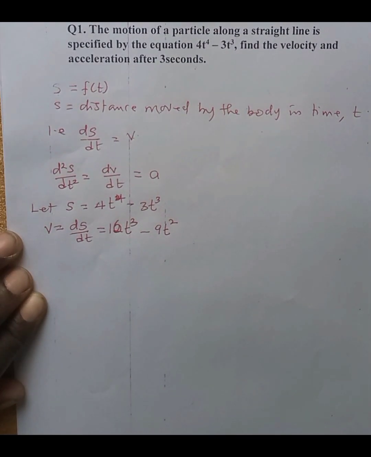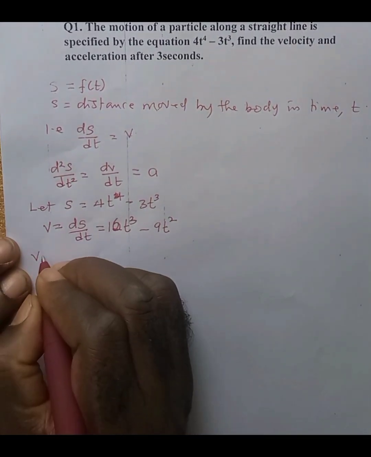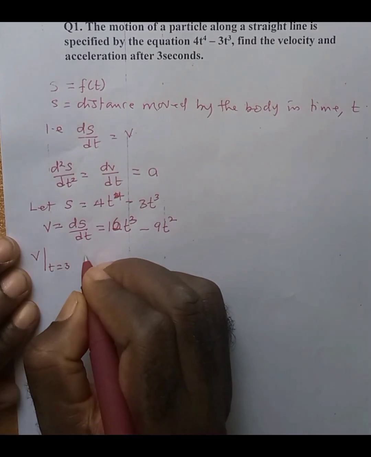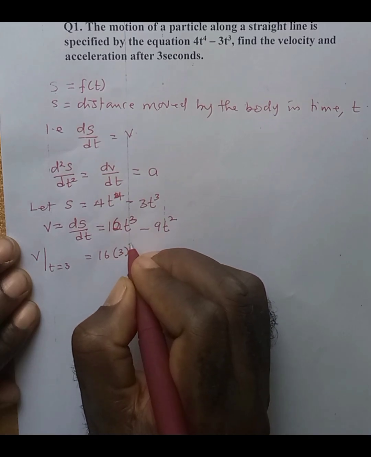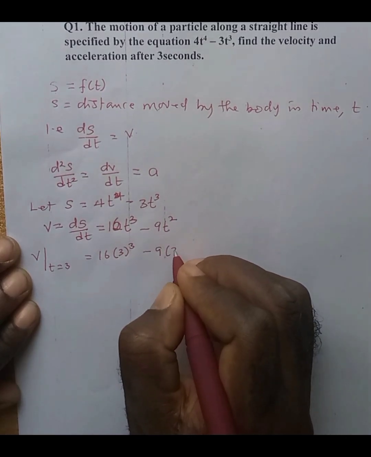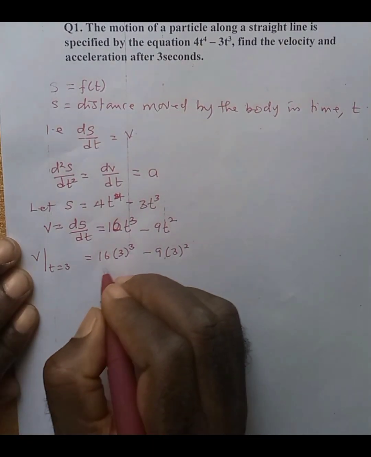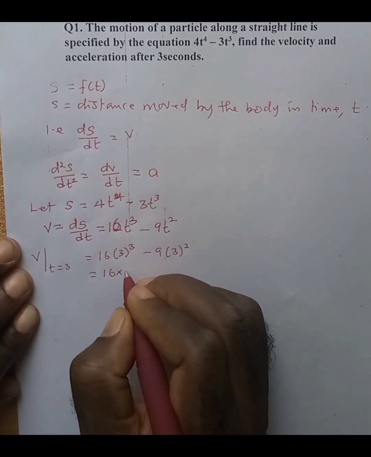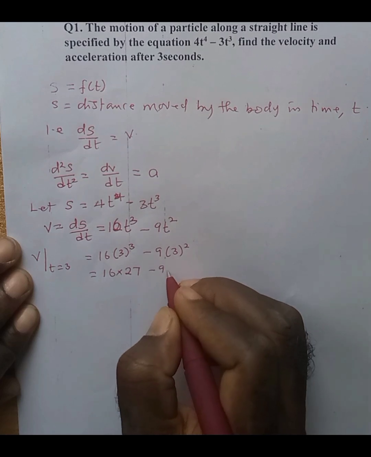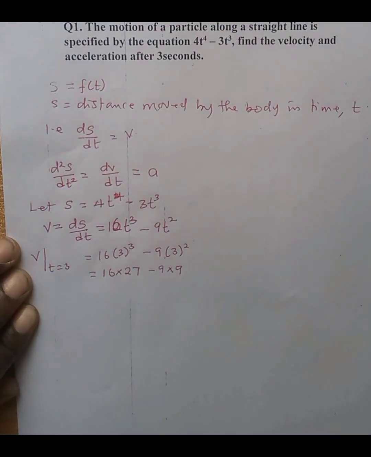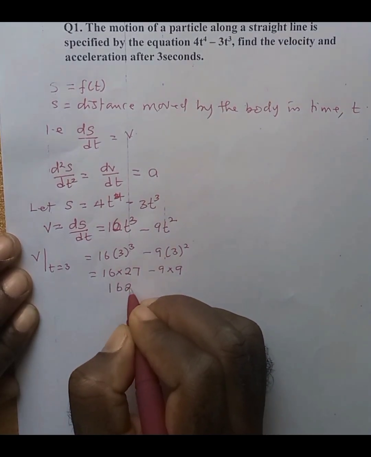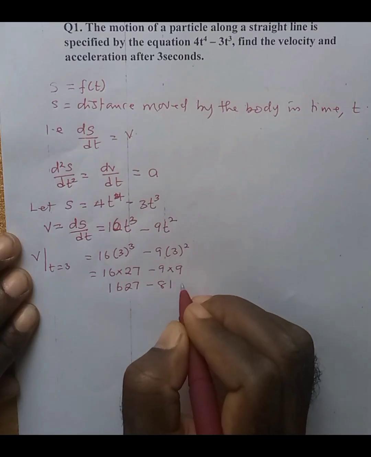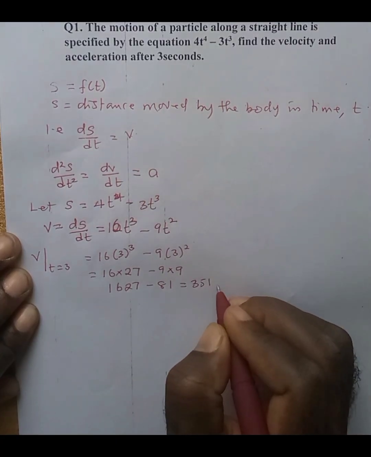So we are asked to calculate its velocity when the time is 3 seconds. Then we find the velocity when t is 3 seconds as 16 into, we substitute 3 for the time, which is 3 raised to power 3, minus 9 into 3 raised to power 2. This will be equal to 16 multiply 27 minus 9 multiply 9. When we evaluate this further, we have 16 times 27 minus 81, and this will give 351 meters per second.